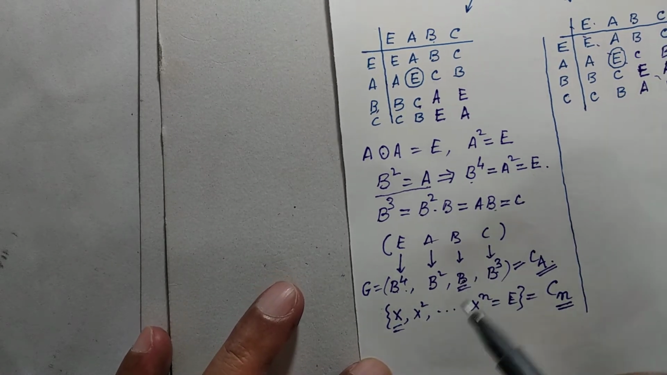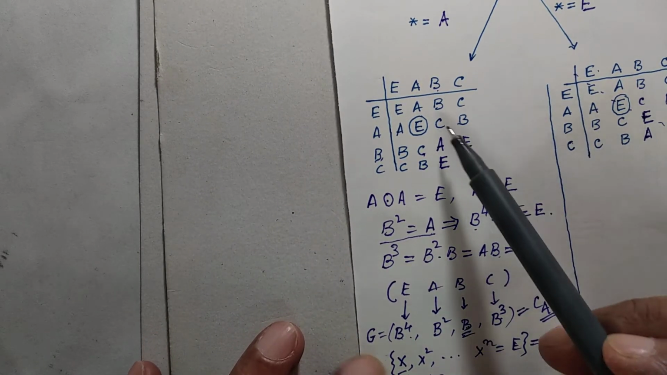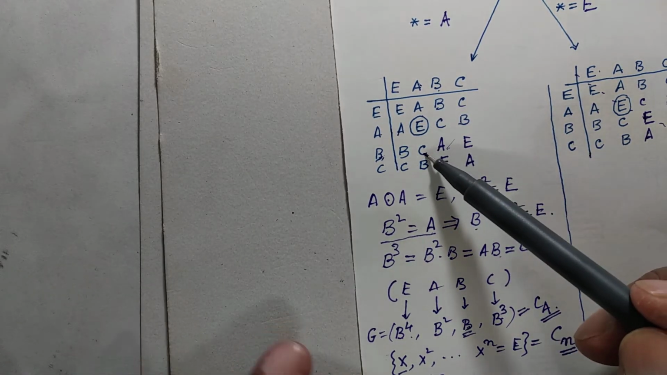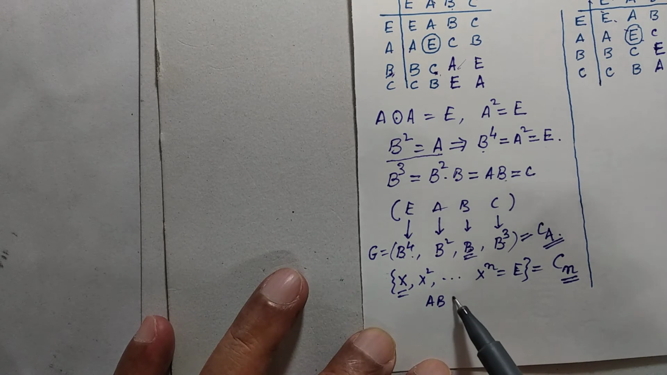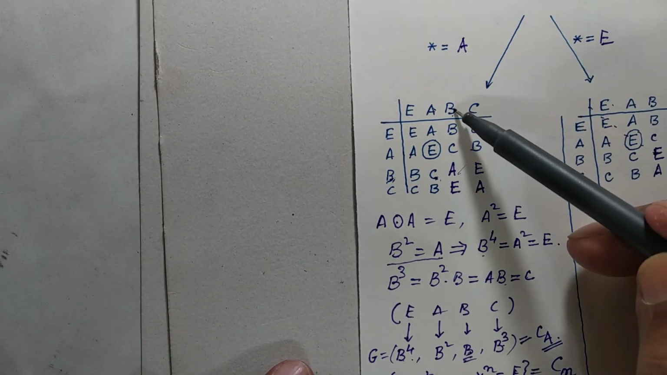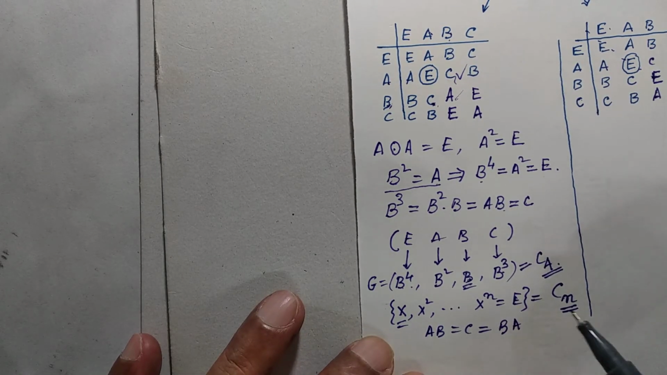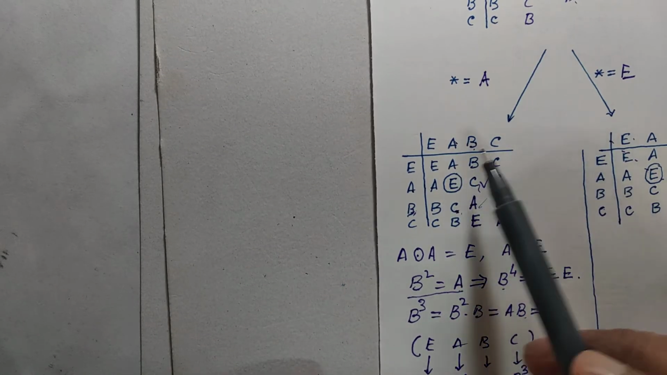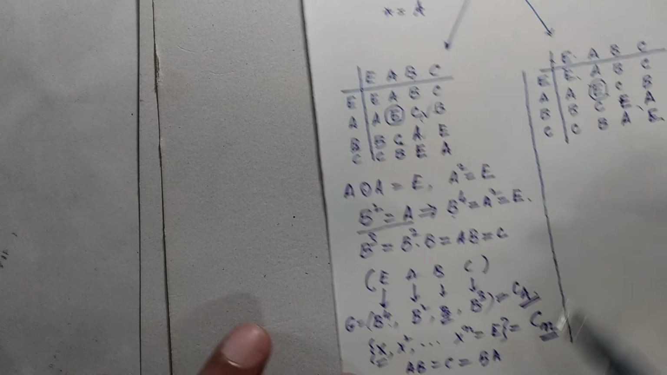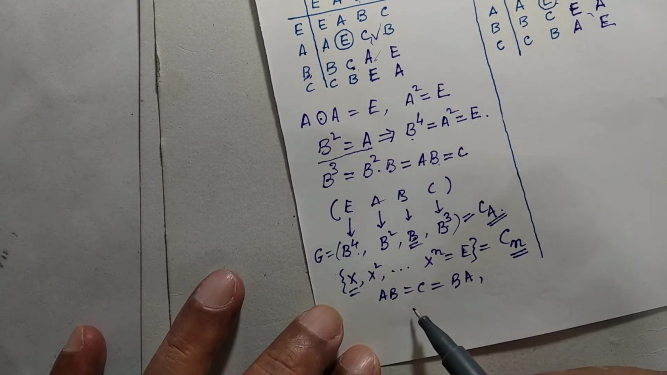And we also note that AB is C, and this is also equal to BA equal to C, AB equal to BA. Similarly, BC will be found to be equal to CB, AC equal to CA, and so on. So this group is commutative. All commutative groups are called abelian groups.